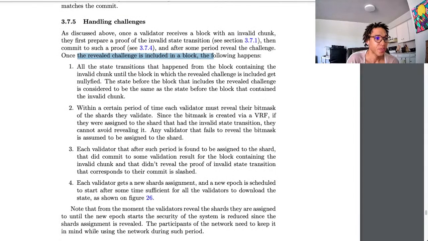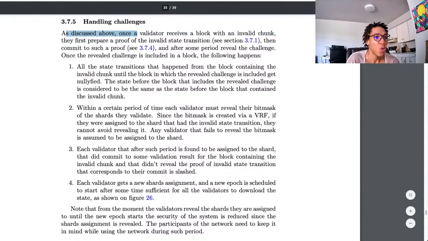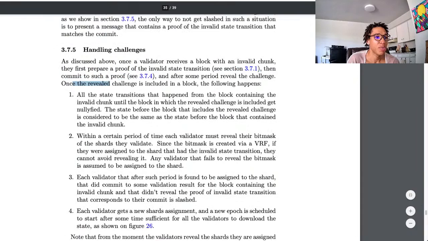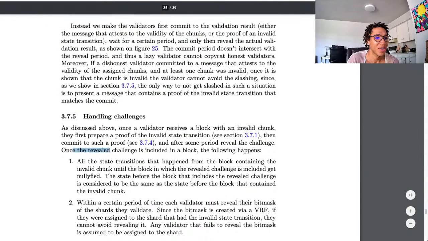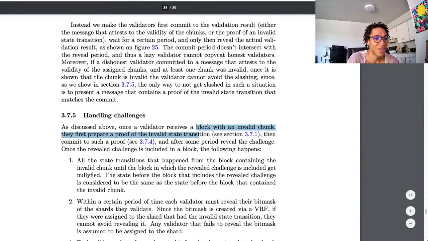So let's see. As discussed above, once a validator receives a block with an invalid chunk, they first prepare a proof of the invalid state transition. Then commit to such a proof, and after some period, reveal the challenge. Okay, wait, is that repeated? Sorry, am I reading it? I feel like I just read the same thing twice, and I can't tell if I actually did or not.